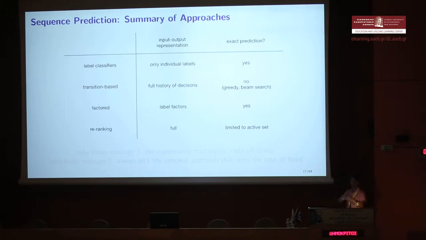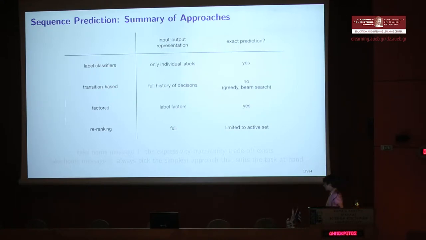In transition-based systems, I have a process that keeps predicting the structure incrementally, let's say left to right, and then I can use the previous decisions. But because I'm conditioning on all my history, it's not tractable. I'm going to have to do greedy prediction and beam search. So it's expressive, but not tractable. It's greedy. While factored models can represent parts of the output, and by doing that, they are tractable. While re-ranking, we can use the full output, but it's certainly not tractable unless we limit to an active set.